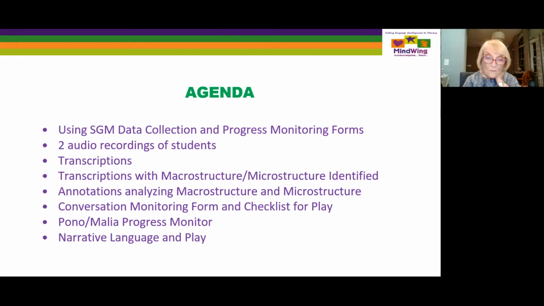And then we're going to just do a little recap on some of the previous work we've done with you on narrative language and play, and share a couple of slides that were presented last week at the American Speech Language Hearing Association conference that we thought you would like to see that involved Brady and play.